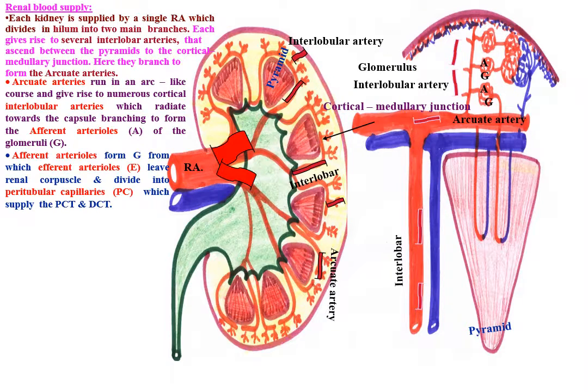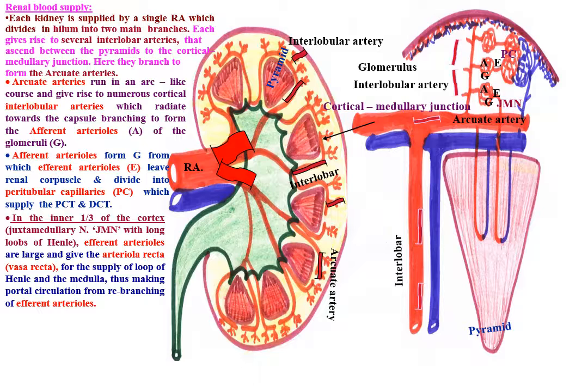Afferent arterioles form the glomerulus, from which efferent arterioles leave the renal corpuscle and divide into peritubular capillaries, which supply the proximal and distal convoluted tubules. In the inner third of the cortex, in juxtamedullary nephrons with long loops of Henle, efferent arterioles are large and give the arteriolae rectae or vasa recta for supply of the loop of Henle and the medulla, thus making portal circulation from rebranching of the efferent arterioles.